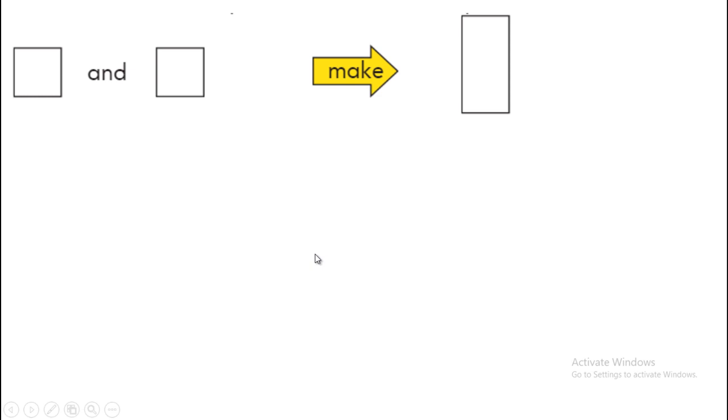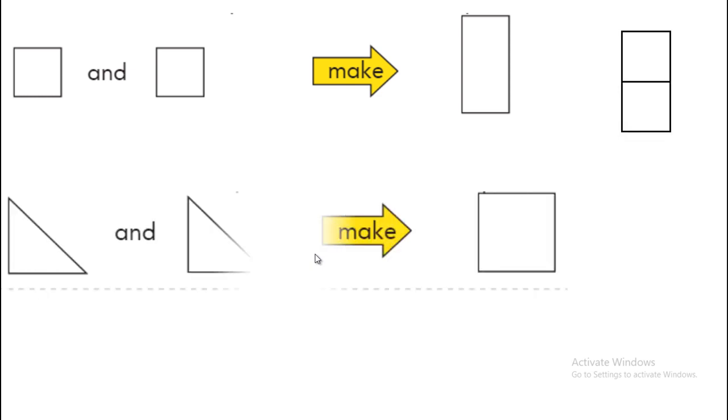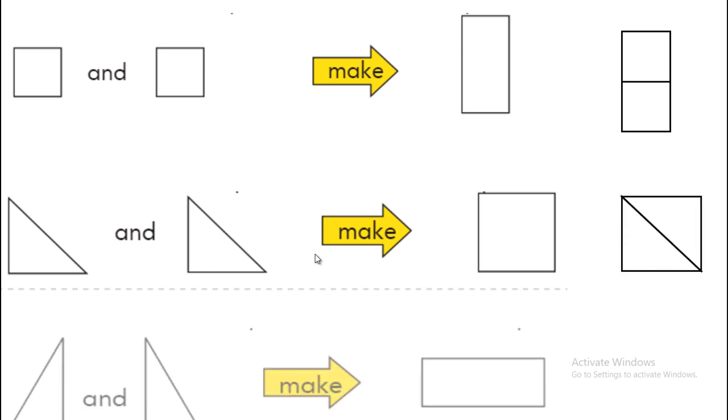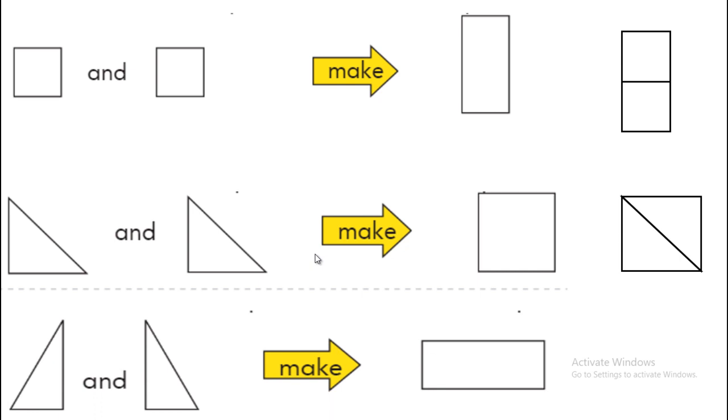Very good. Now, if you put a square and a square together, you will make a rectangle. How? You have to put the 2 squares on top of each other. You will make a rectangle. When you put 2 triangles together that have equal sides, you can make a square. Because these triangles have equal sides, they can make a square when you put them like this. And these 2 triangles, they don't have equal sides. So you cannot use them to make a square. When you put them together, you will make a rectangle.